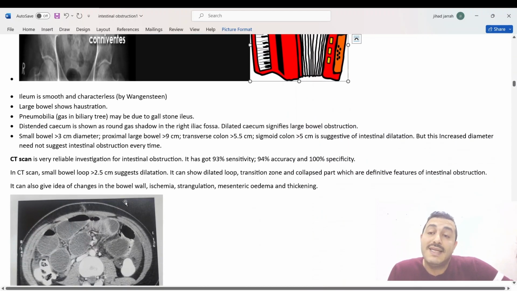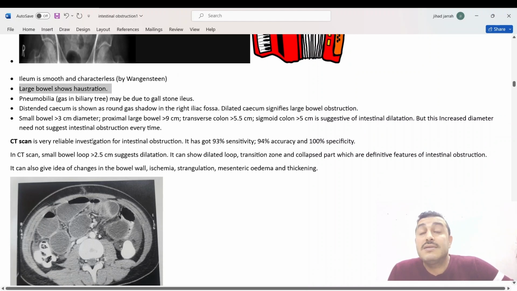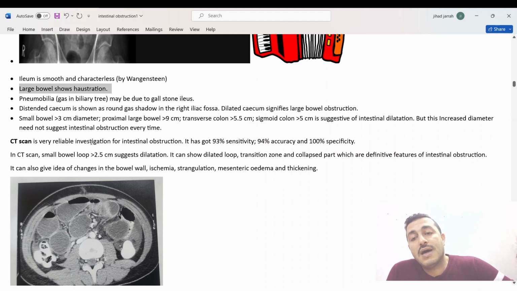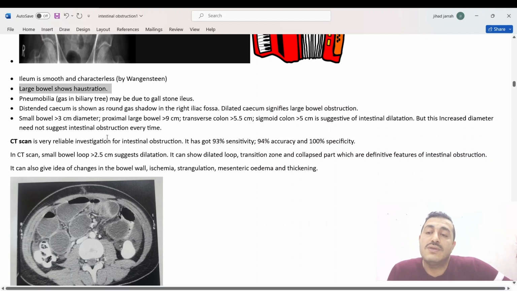The ileum, we said, is characterless or featureless. In the large bowel, we see the haustration on the X-ray. Sometimes we can see in the X-ray pneumobilia, gas in the biliary tree. We know that gallstone ileus is one of the causes of intestinal obstruction.